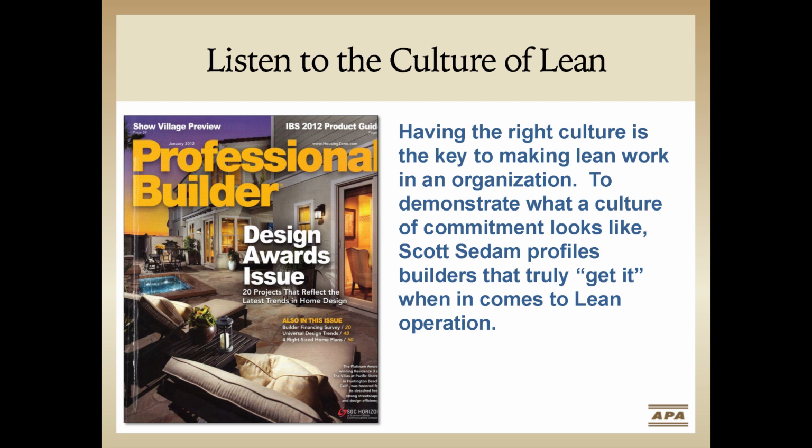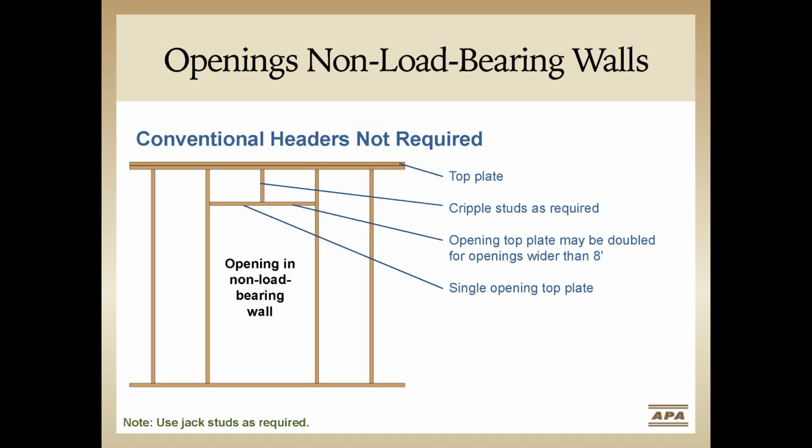For advanced framing to take hold in a company, it must be part of a culture that is top-down, from the CEO to the framer. A CEO cannot simply say, let's do advanced framing and have it work, unless everyone in the company gets it. We already discussed properly sizing your headers, but when you're truly thinking lean, every opening would be addressed. That means eliminating headers in non-bearing walls.